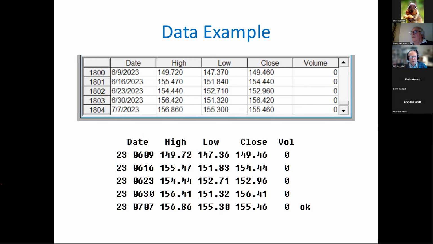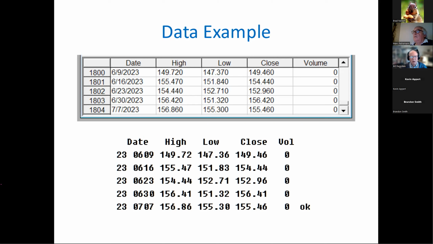This is an example of use. The upper window is taken directly from the stock market program. So this shows how it would appear within the host stock market program. The integers on the left, 1800 and so on, is a record number, and then we see the date, the stock market high, low, close, and volume.